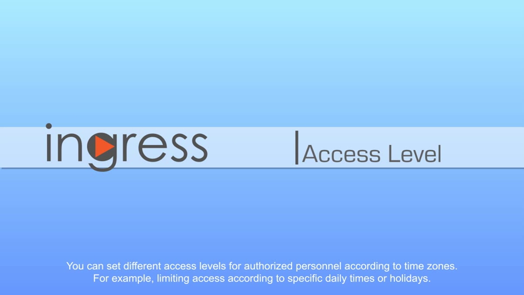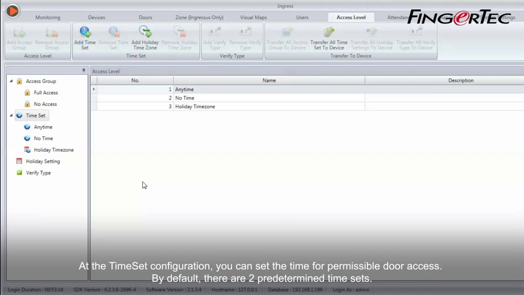You can set different access levels for authorized personnel according to time zones. For example, limiting access according to specific daily times or holidays. At the time set configuration, you can set the time for permissible door access. By default, there are two predetermined time sets.